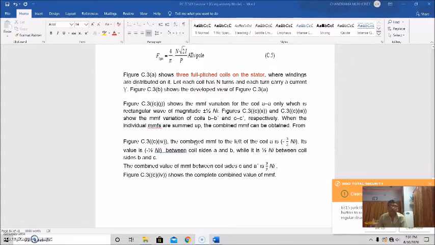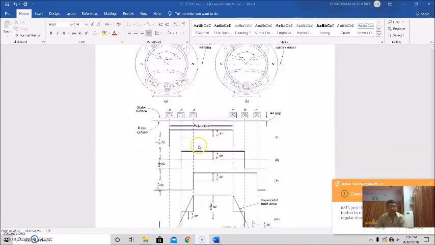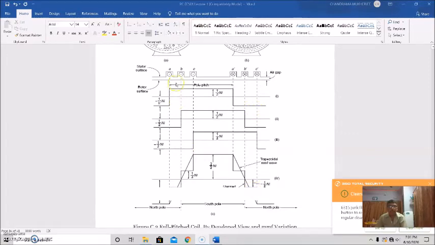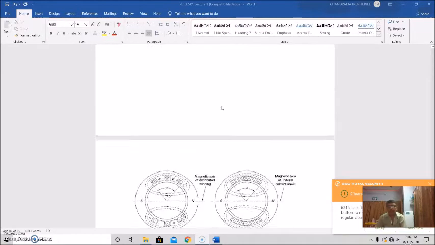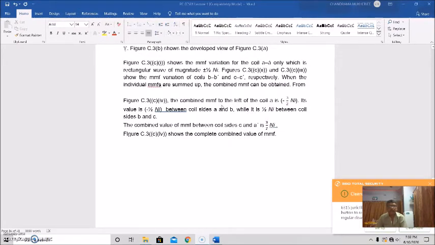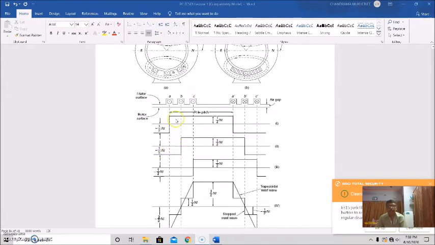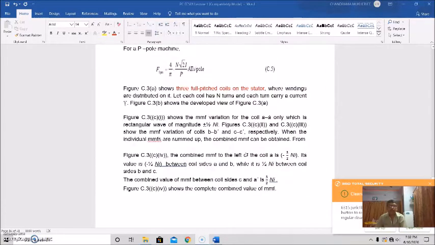Now see this figure. This is the MMF variation of the coil AA dash only, which is a rectangular waveform. Then this is the next pair, BB dash, and this is CC dash. Its magnitude is plus minus half Ni. And the second and third show the MMF variation of the coils BB dash and CC dash respectively.